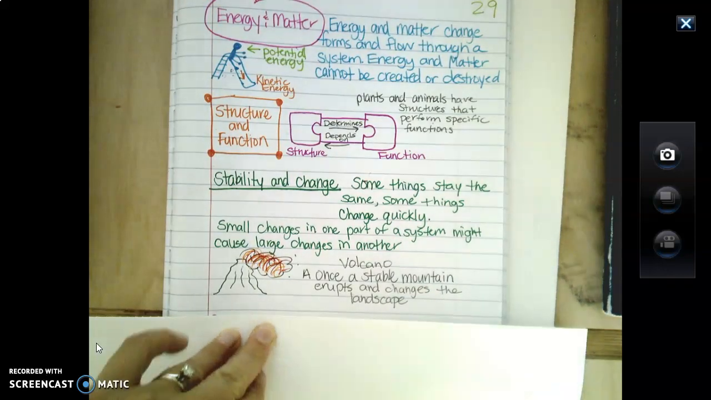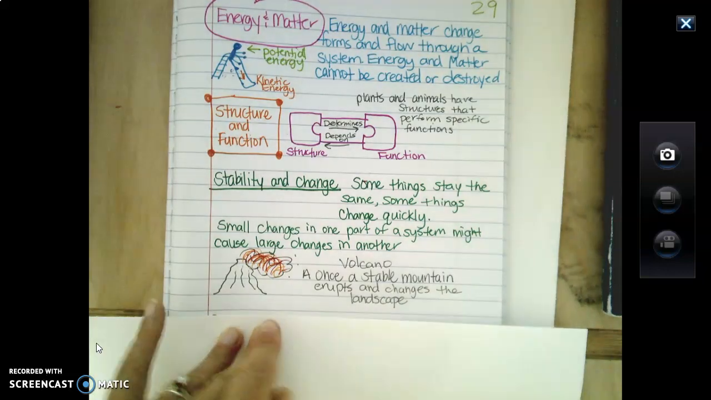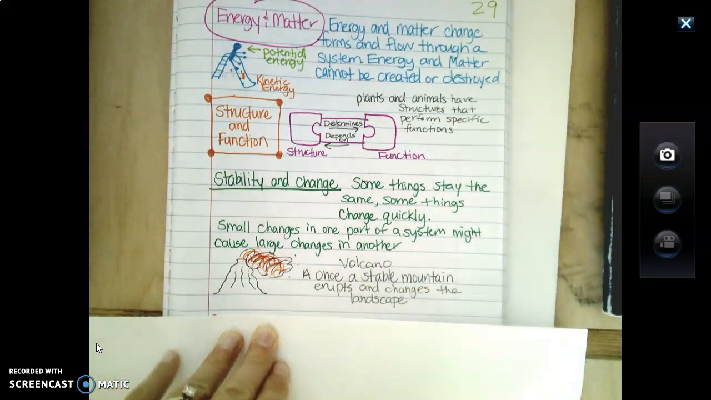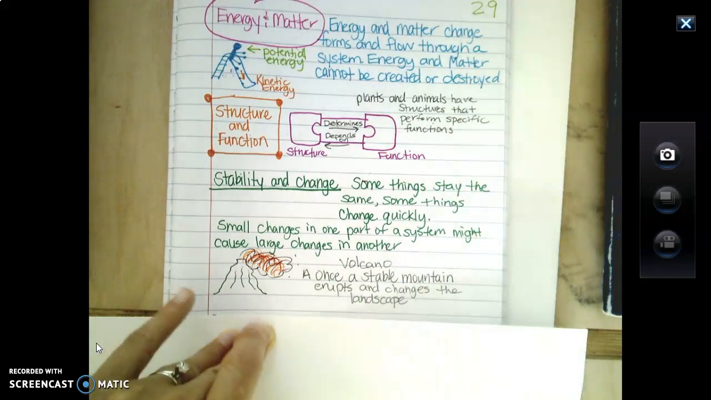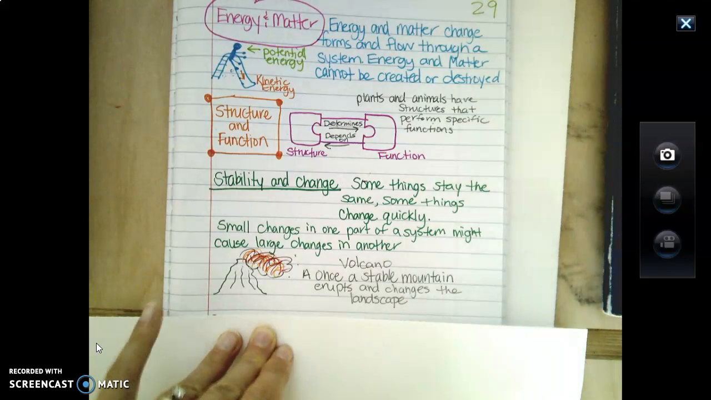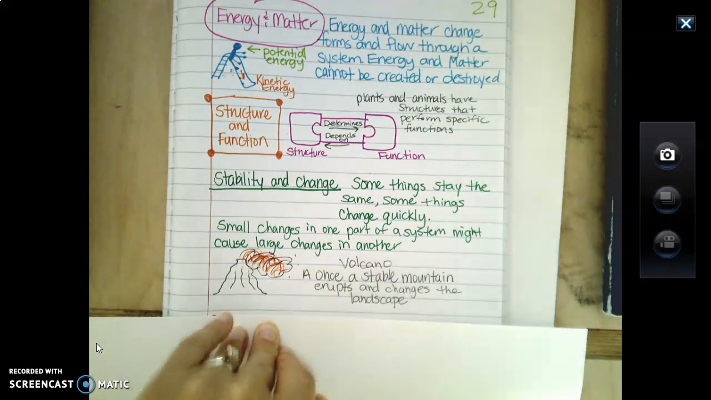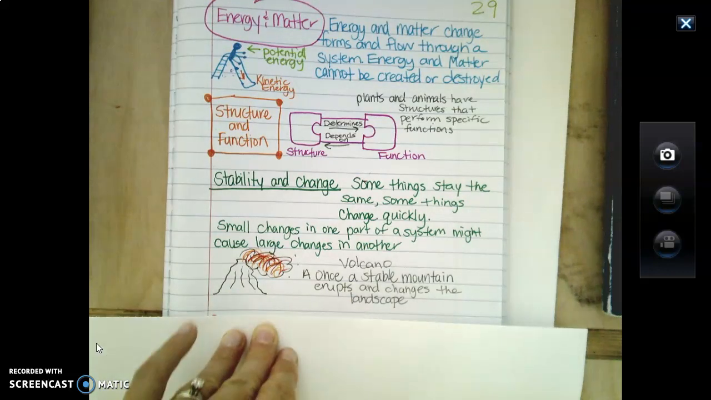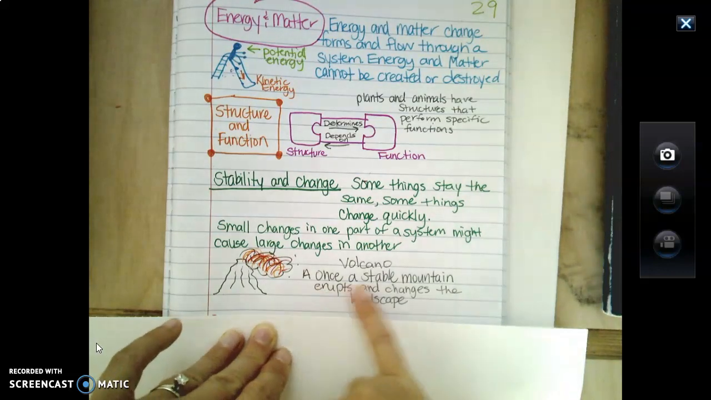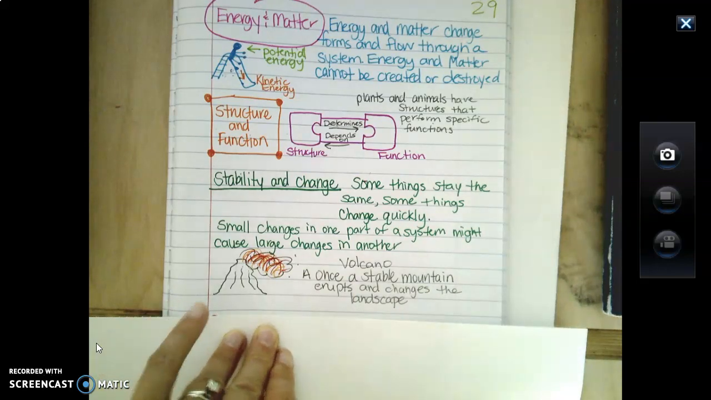In nature, some things stay the same, but some things can change very quickly. It's just dependent on the situation. And small changes in one part of a system might cause large changes in another. So here's an example, a volcano, which we will talk about later on in the year. A once stable mountain eventually erupts, forms a volcano, and changes the landscape.